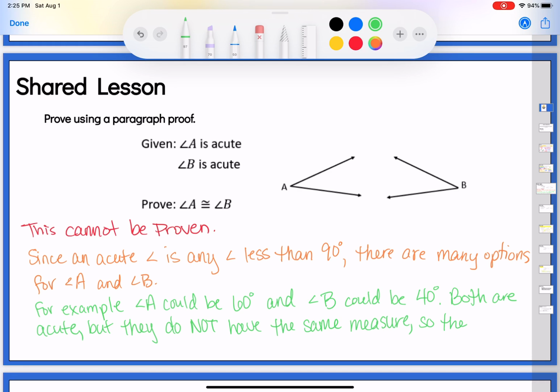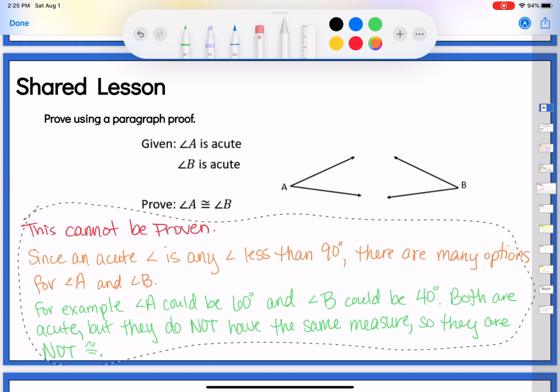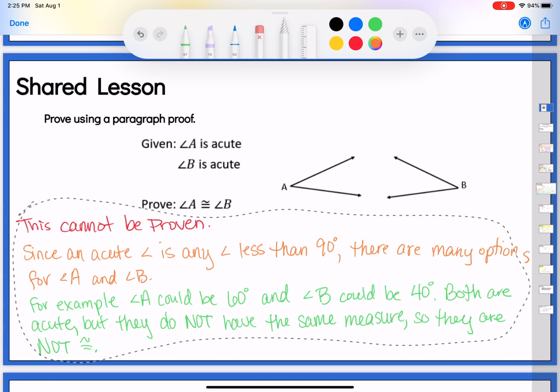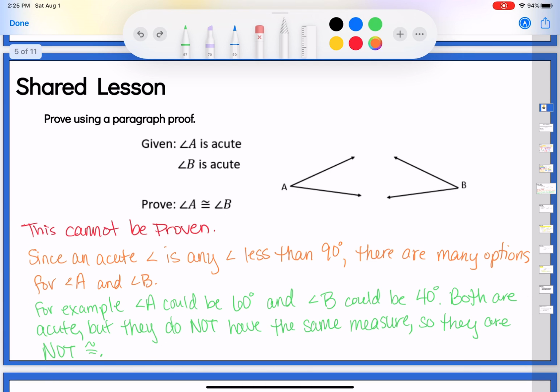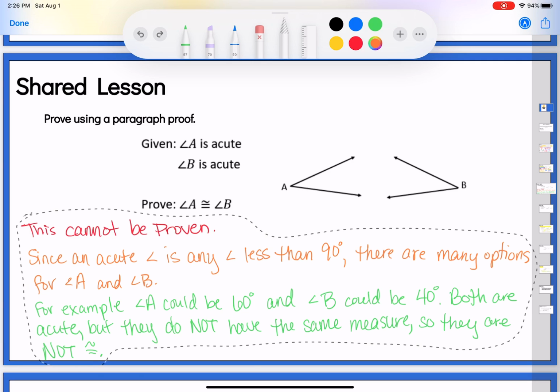So they are not congruent. All right, now I'm going to try and shrink this up a little bit just so I could write a little bit more on here. See if I can do that. Oops, missed one.